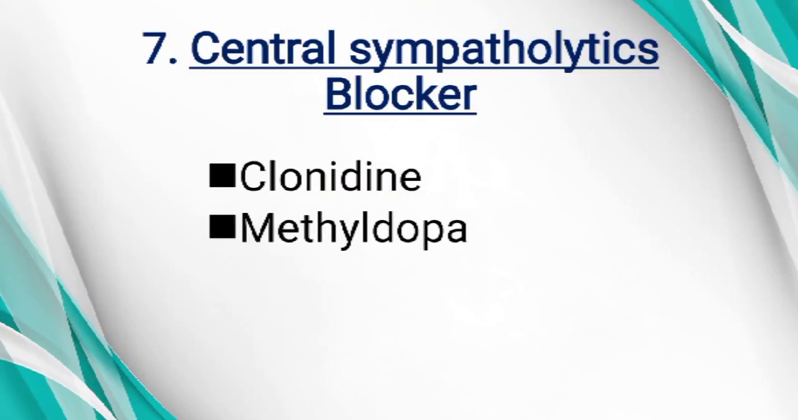The seventh classification is central sympatholytic blocker. Examples are clonidine, methyldopa. They block the central nervous system.